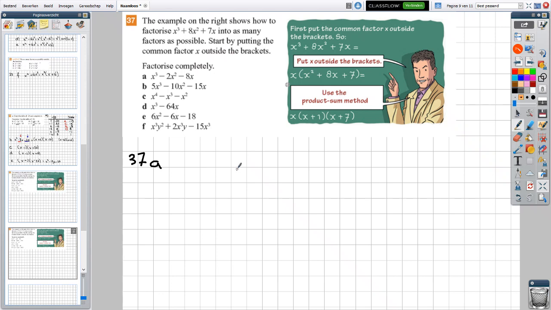Hello everyone, we're going to take a look at exercise 37, and I wanted to do this exercise in a separate video because here you have to combine different ways of factorizing. Sometimes you have to use the method where you put something outside of the brackets with common factors, and afterwards use the product sum method, and it needs some extra work or some extra insight.